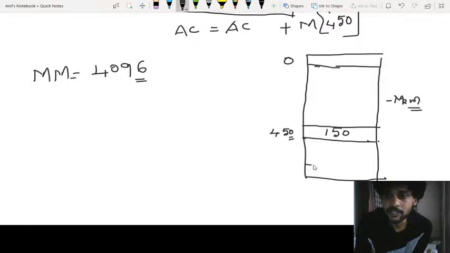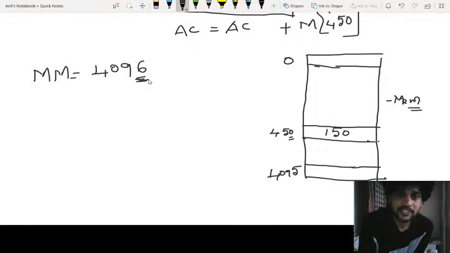And the final location is 4095. My main memory size is equal to 4096 locations. One of those locations is 450, which is nothing but an address.